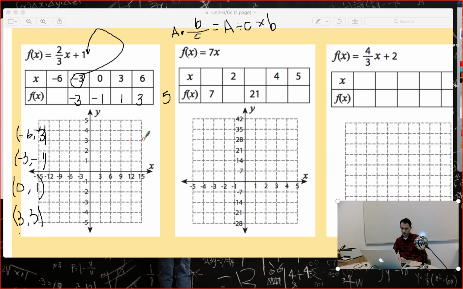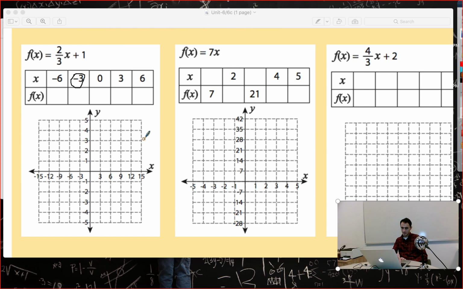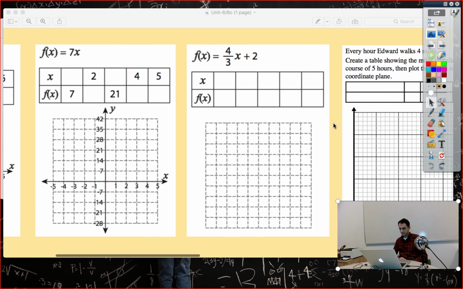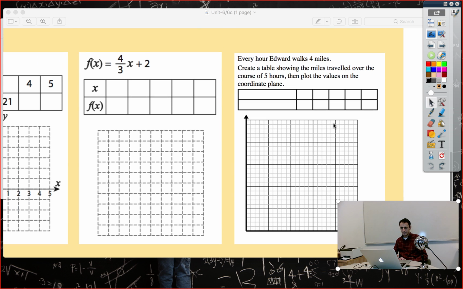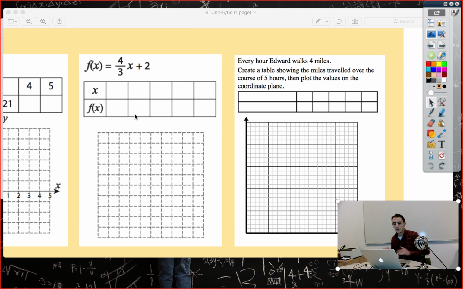Let's clean our board. Okay, here. Third example. Here we have a rule. The first step is completed, is done. We don't need to find the rule. The rule is given. But our table is completely empty. We need to fill it out. So how?